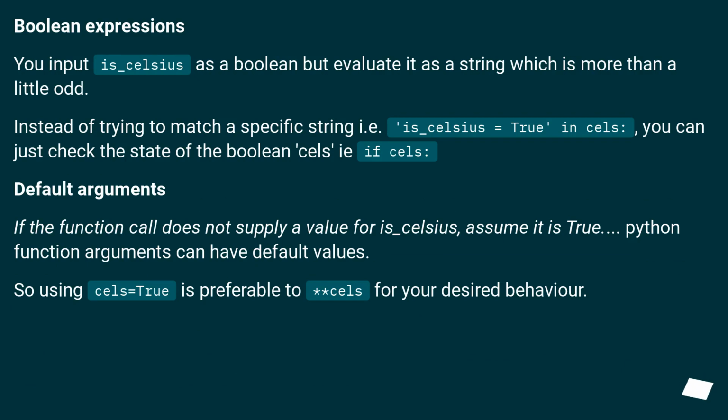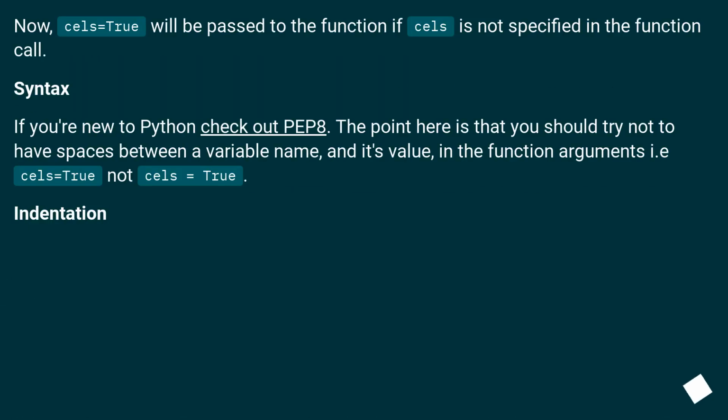Default arguments. If the function call does not supply a value for is_celsius, assume it is true. Python function arguments can have default values, so using is_celsius=True is preferable for your desired behavior. Now, is_celsius=True will be passed to the function if it is not specified in the function call.